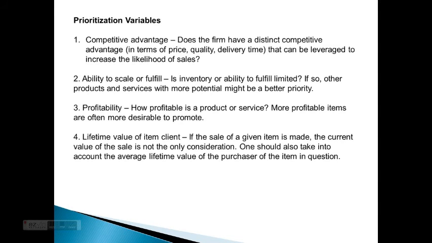Prioritization variables. Competitive advantage: does this firm have a distinct competitive advantage in terms of price, quality, or delivery time that can be leveraged to increase the likelihood of sales? Ability to scale or fulfill: is inventory or ability to fulfill limited? If so, other products and services with more potential might be a better priority.